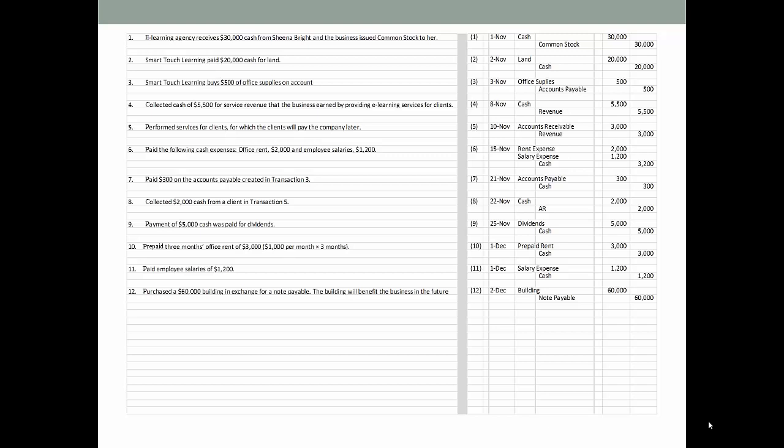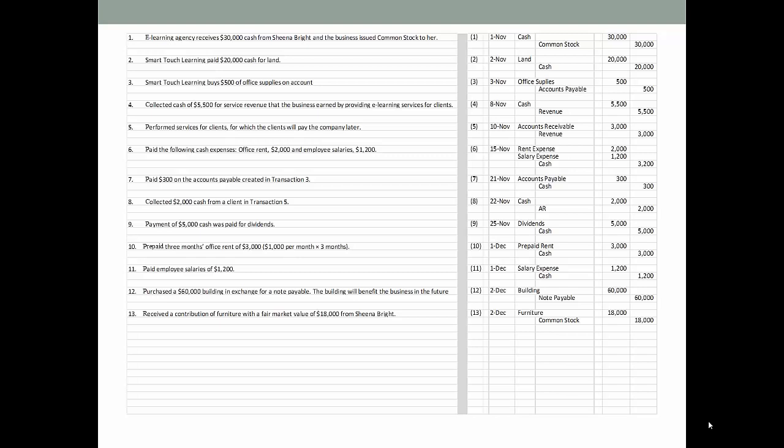We purchased a $60,000 building in exchange for a note payable. The building will benefit the business in the future, so that's the definition of an asset. So this will be an asset. We're increasing it, so we'll debit it for $60,000. We're increasing the liability called note payable, so we're going to credit that for $60,000.